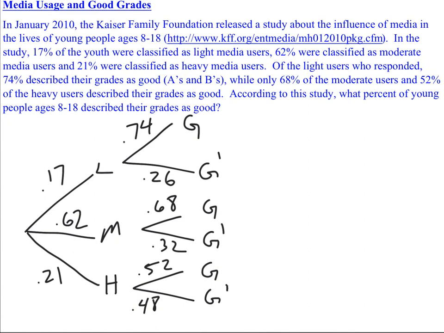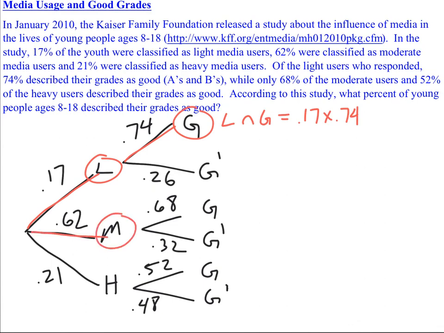Okay, what percent of young adults describe their grades as good? Well, I got 3 different outcomes I got to add up. I'm going to highlight the tracks that I want. Low use and good. That was 0.17 times 0.74. I want to know them. You've got medium use and good. That would be the event M and G. 0.62 times 0.68.